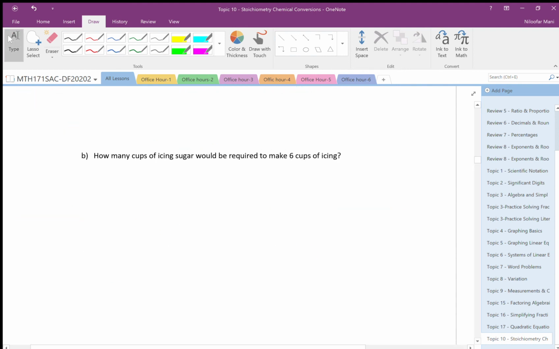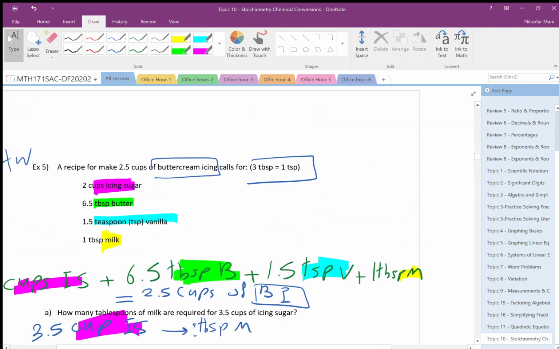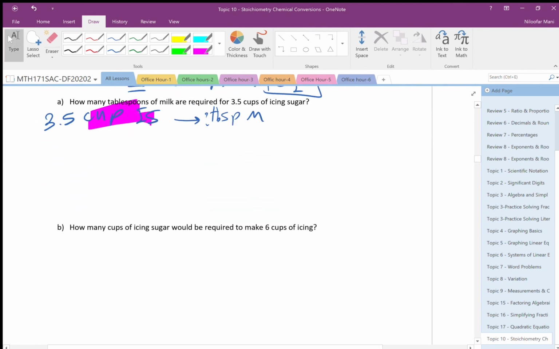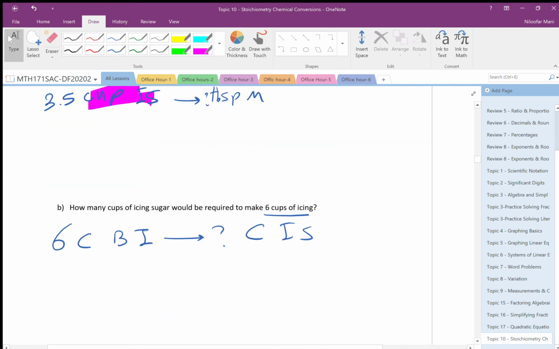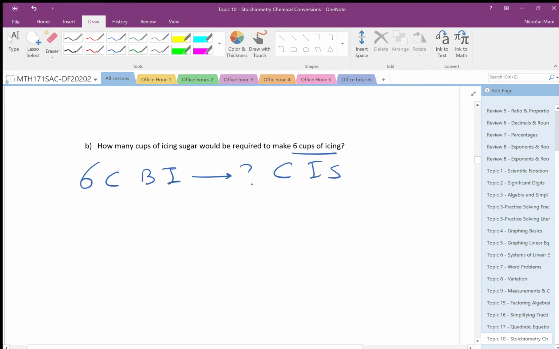So here, how many cups of icing sugar would be required for 6 cups of icing? This means 6 cups of icing, just BI, which is the buttercream icing. So you want to go from 6 cups of buttercream icing, which is the total one, to how many cups of icing sugar? And you have it because you have 2 cups of icing sugar gives 2.5, so you can do it.